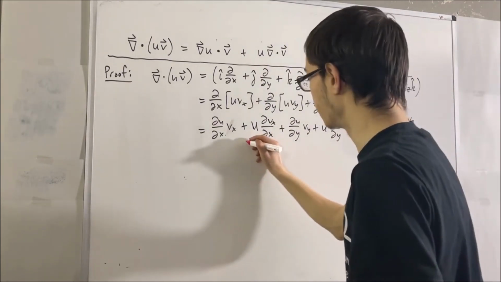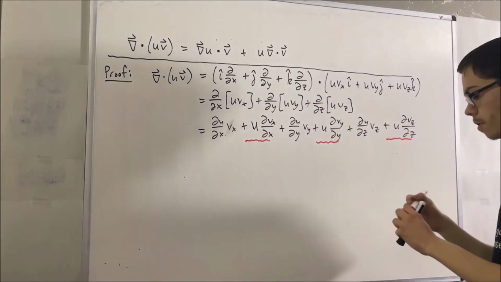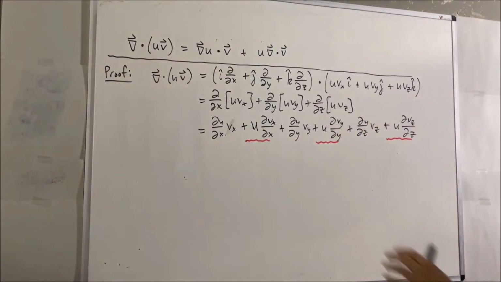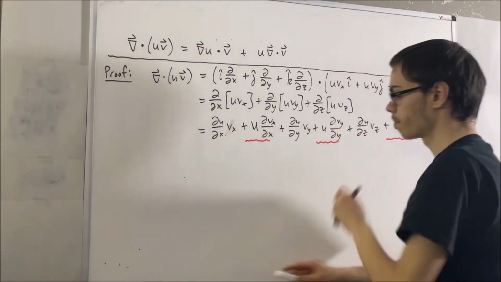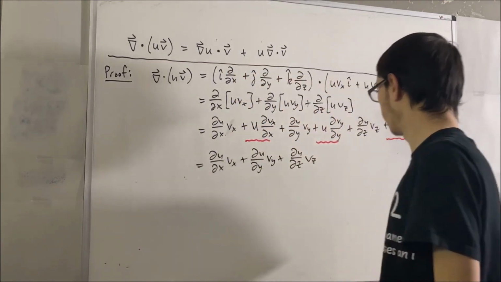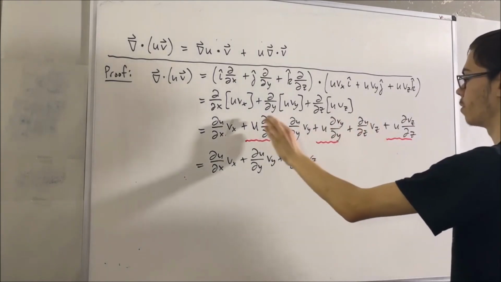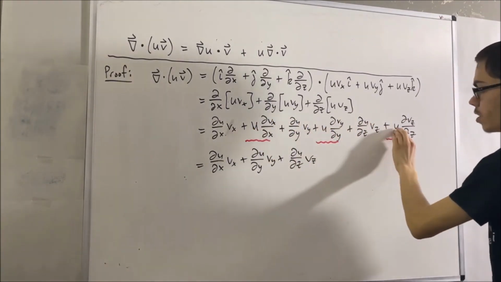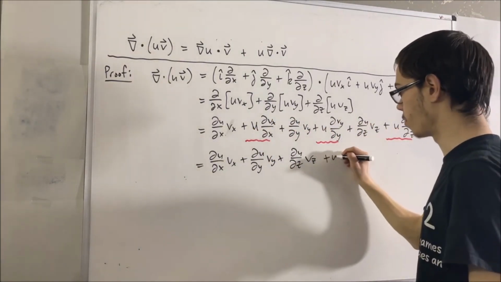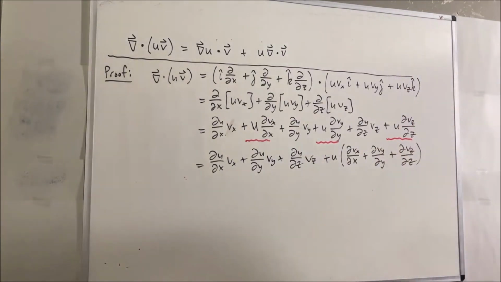So notice in these terms that I'm underlining, these terms all contain u. We're going to group the non-underlined terms together, and we're going to group the underlined terms together. But notice that we could factor out a u from those underlined terms, so I'm going to factor out a u. And so this is what we have now.